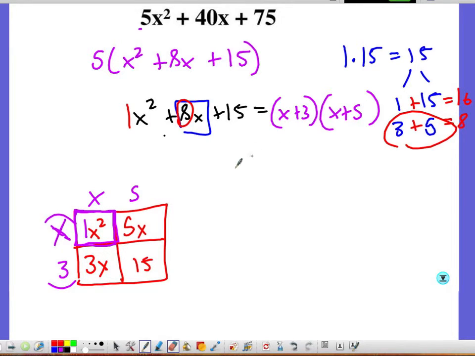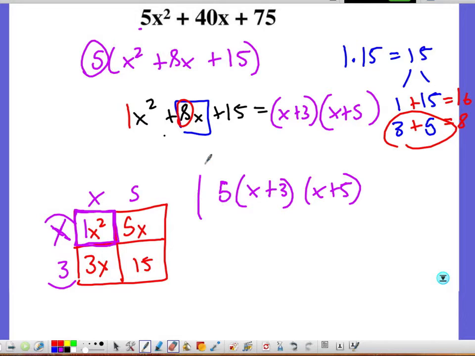So to write my final answer, remember I took out a 5 at the very beginning, so my final answer is going to be 5 times x plus 3 times x plus 5. There we go. That is it.